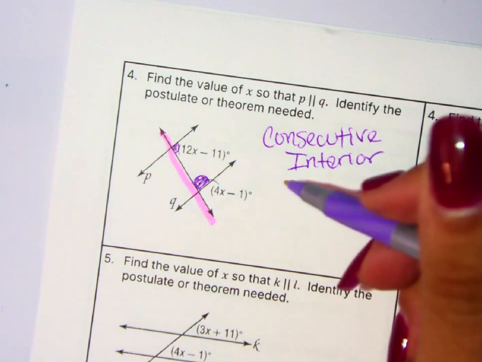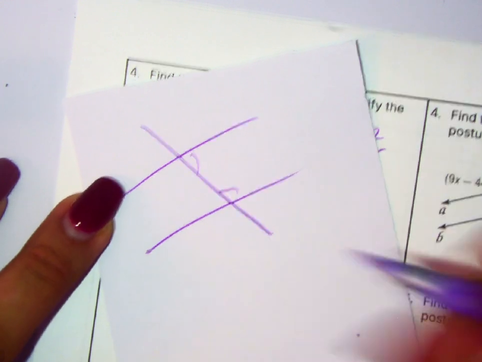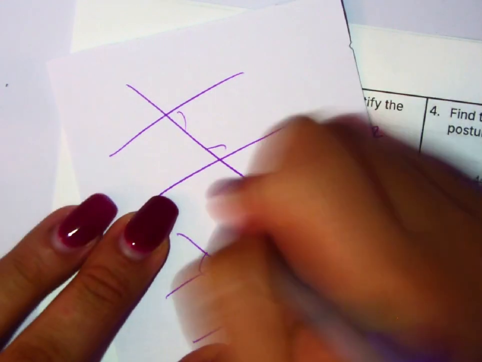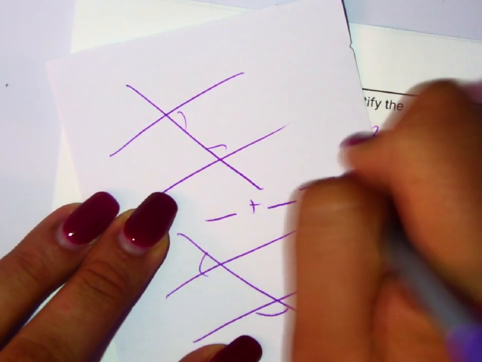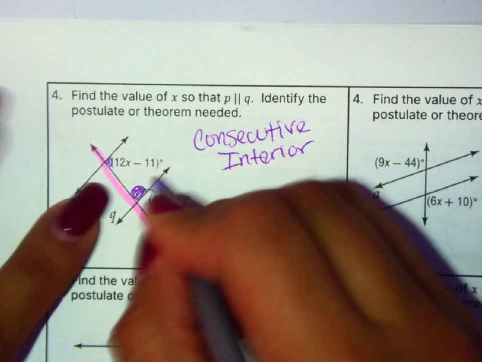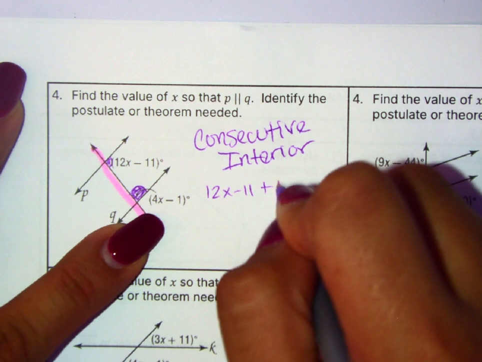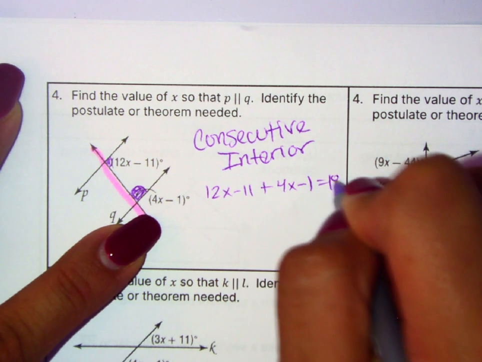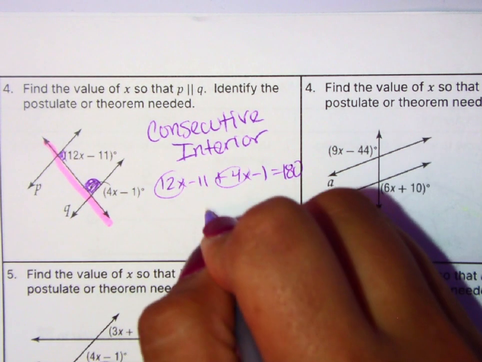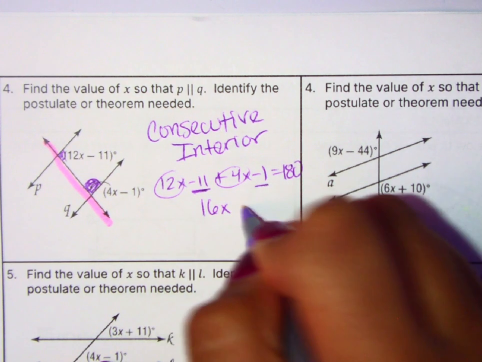And anything that has to do with consecutive, whether you have inside or outside, they are always going to add up to 180. So two angles that add up to 180. In this case, we're going to write 12x minus 11 plus 4x minus 1 equals 180. And then we solve for x. So we have 12x plus 4x, that's 16x. And then we have negative 11 minus 1, that's negative 12.